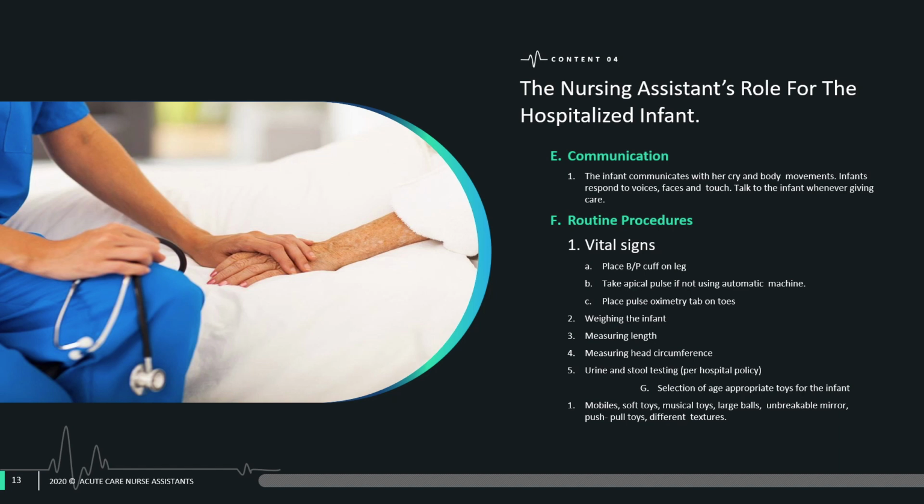Routine procedures. Vital signs: place the BP cuff on the leg. Take apical pulse if not using an automatic machine. Place the pulse oximetry tab on the toes. Weighing the infant. Measuring length. Measuring head circumference. Urine and stool testing per hospital policy. Selection of age-appropriate toys for the infant, such as mobiles, soft toys, musical toys, large balls, unbreakable mirrors, push-pull toys, and different textures.